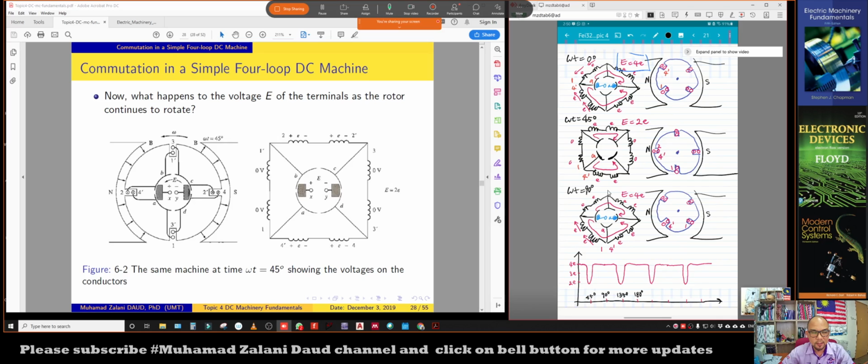All right, and then it turns again to 90 degree, okay, which is, as you can see, 90 degree from the initial condition, from 0 degree to 90 degree. As you can see, the segment 1, 4 prime was on the left hand side, right? Now the segment 1, 4 prime is at the bottom side. Okay, so at this particular segment, the voltage goes back to 4E. See, the voltage across the terminal is 4E because all of the parts of the wire loop are under the pole faces.